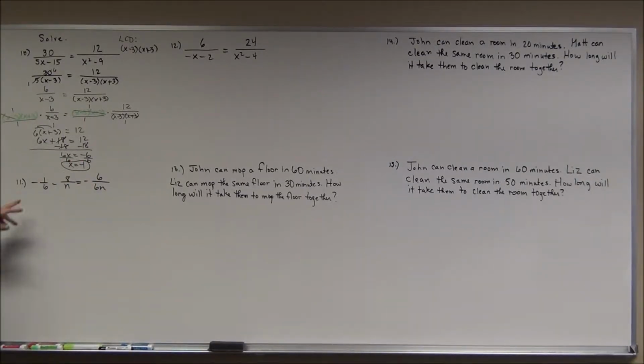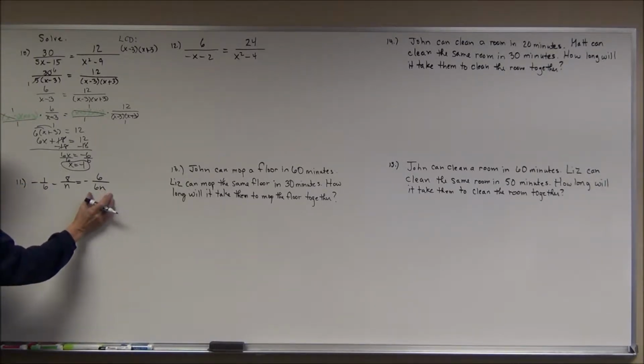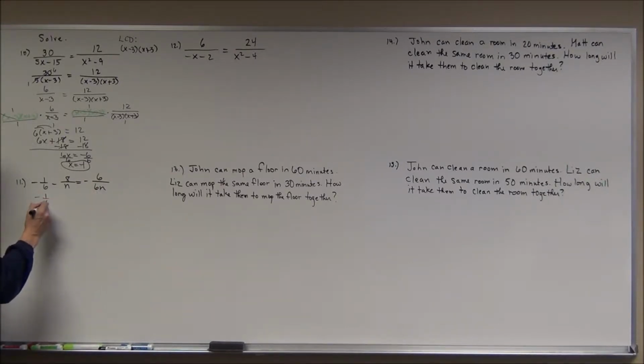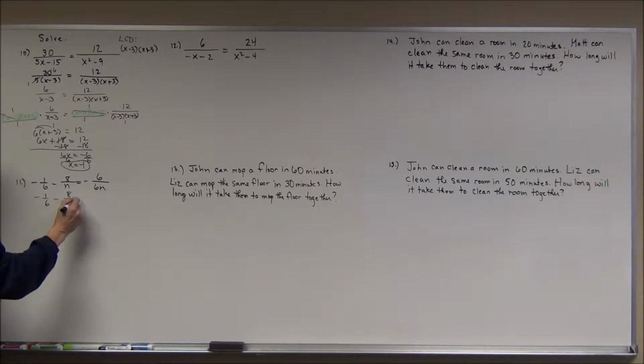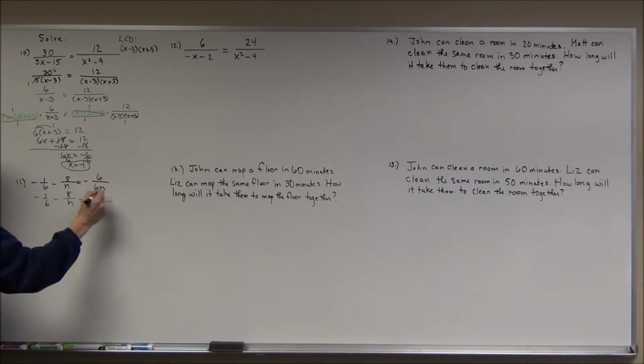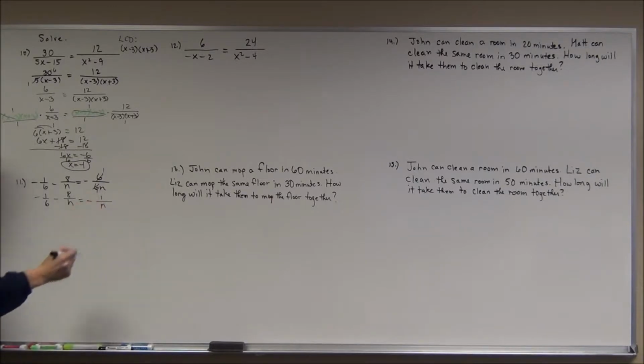Alright? Problem number 11, a lot less complicated, but again, I can do something to save myself a little bit of aggravation here because I notice that the rational expression on the right side has a factor of 6 in the numerator and a factor of 6 in the denominator. I think before I do anything else, I'm going to cancel out this 6 with a factor of 1 and this 6 with a factor of 1. That gives me 1 over n.